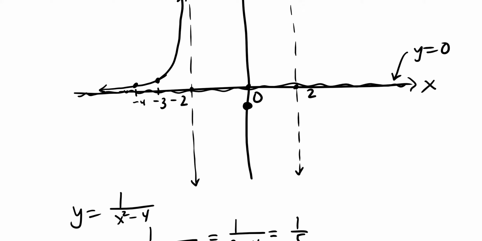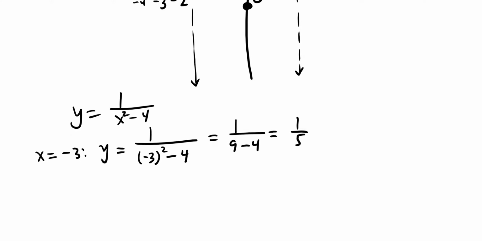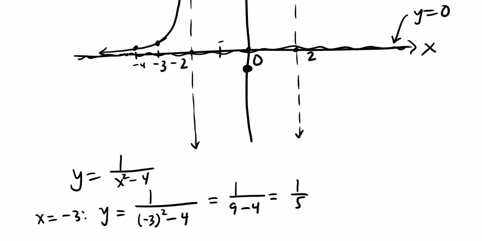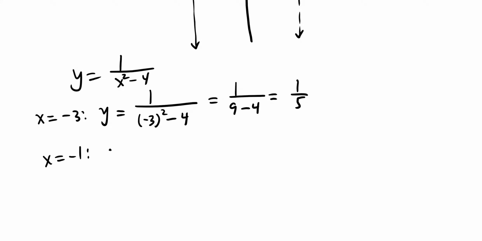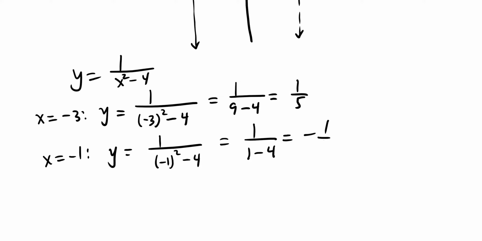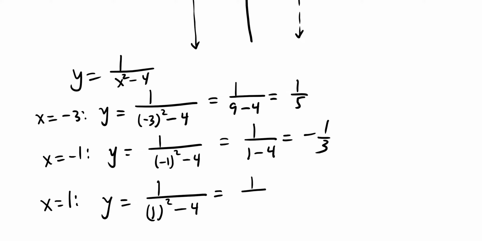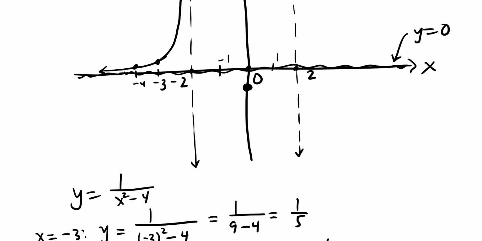Let's see what happened between x equals -2 and x equals 2. We can take a point -1 and we can take 1 and see what happens. When x is -1, y would be 1 over -1 squared minus 4. That's 1 over 1 minus 4, which is -1/3. If we take x equals 1, y would be 1 over 1 squared minus 4. That's 1 over 1 minus 4, also -1/3. So that means it's going to be somewhere here and another point somewhere there.